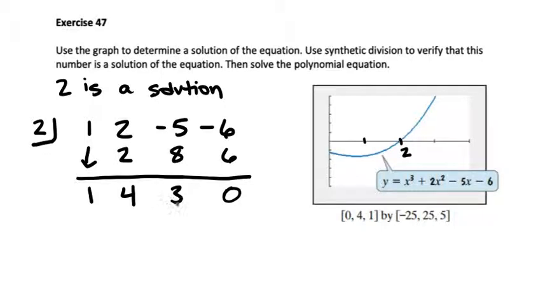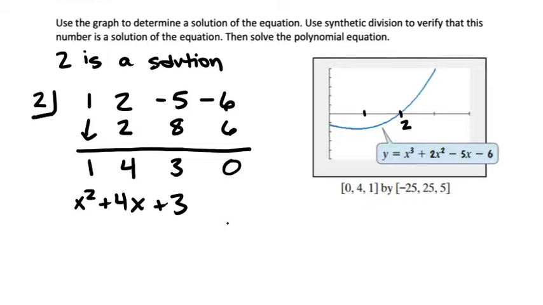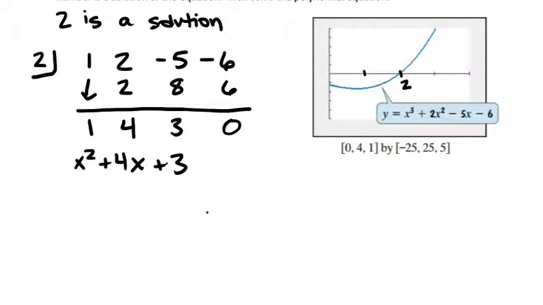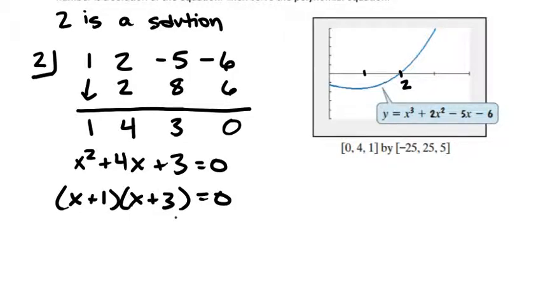And now the polynomial that remains here is x squared plus 4x plus 3. So to get the other solutions, I need to solve x squared plus 4x plus 3 equals 0. This one is a little bit easier because there's no number in front of x squared. So we're looking for two numbers that multiply to 3 and add to 4. Got to be 1 and 3, plus 1 plus 3.